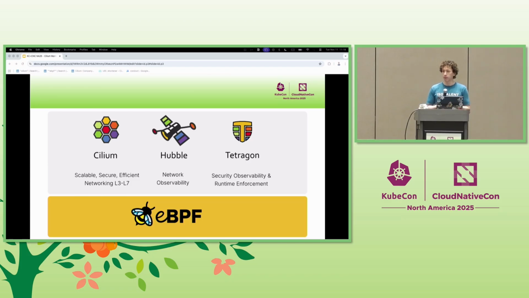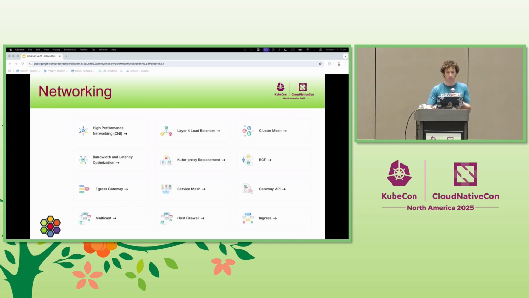For the people that aren't familiar with Cilium, Cilium started out as a CNI, providing cloud-native connectivity and networking. Through Hubble, it expanded into observability, and with Tetragon, it expanded into security. The Cilium family of projects is all powered by the Linux kernel technology eBPF, which allows you to reprogram the kernel in a safe and secure way.